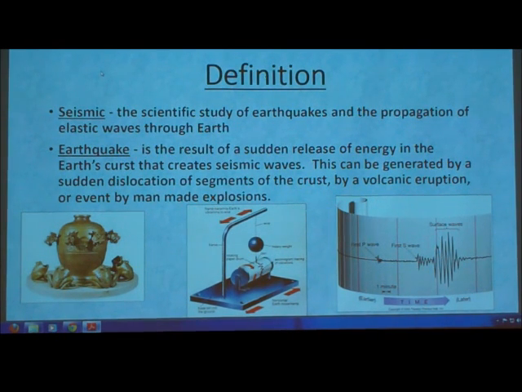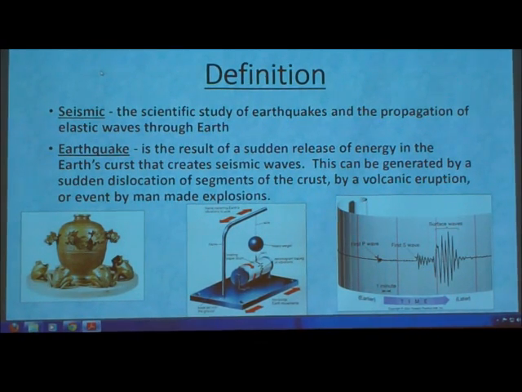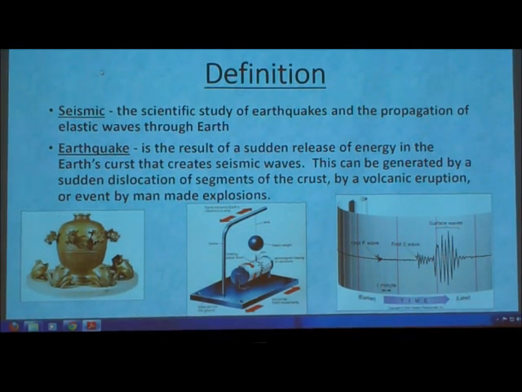By definition, seismic refers to the scientific study of earthquakes and the propagation of elastic waves through Earth. An earthquake is the result of a sudden release of energy in the Earth's crust that creates those seismic waves. This wave can be generated by a sudden dislocation of segments of the crust, whether it's a volcanic eruption or an event made by man-made explosions.